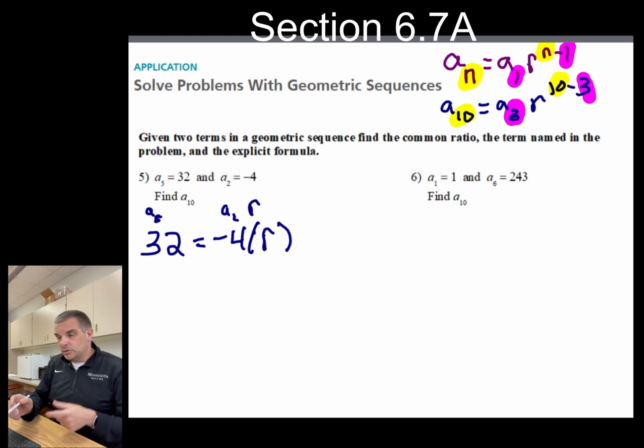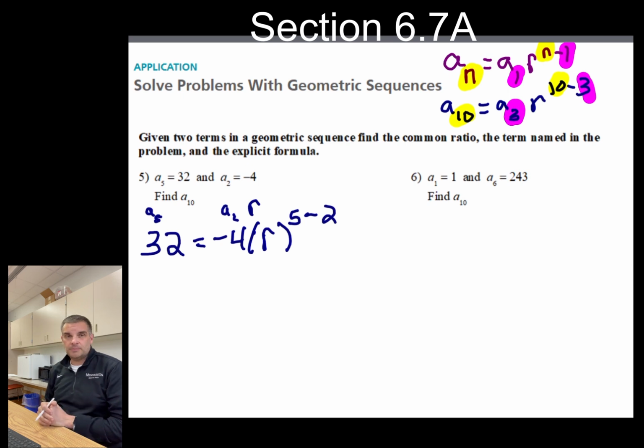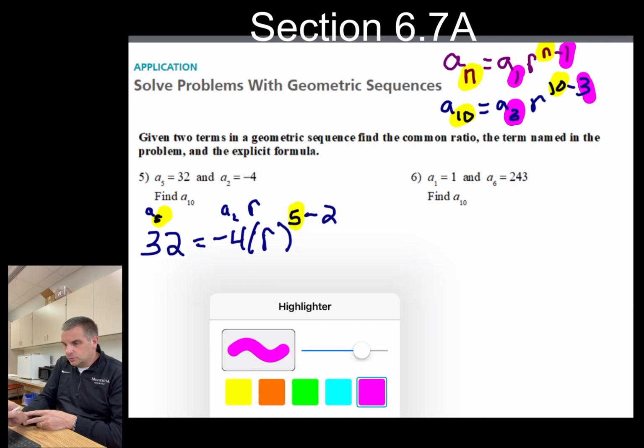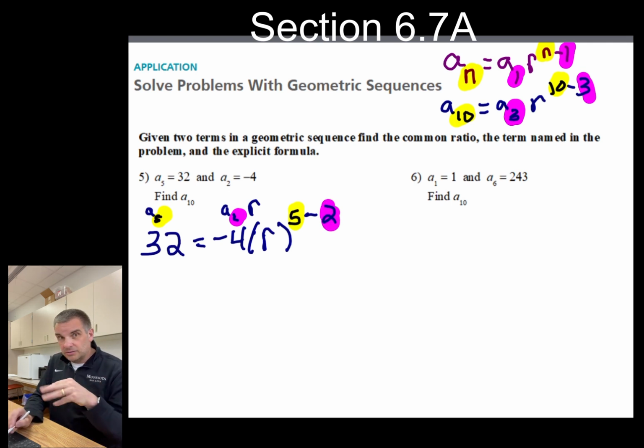But 32 was my 5th term. So since 32 was my 5th term, I'm going to put a 5 there. -4 was my 2nd term. So -4 was my 2nd term, and I'm going to put a 2 there. The 5 comes from the fact that this was my 5th term. The 2 comes from the fact that this was my 2nd term. That's where those come from. Now they're going to allow us to find my r value.